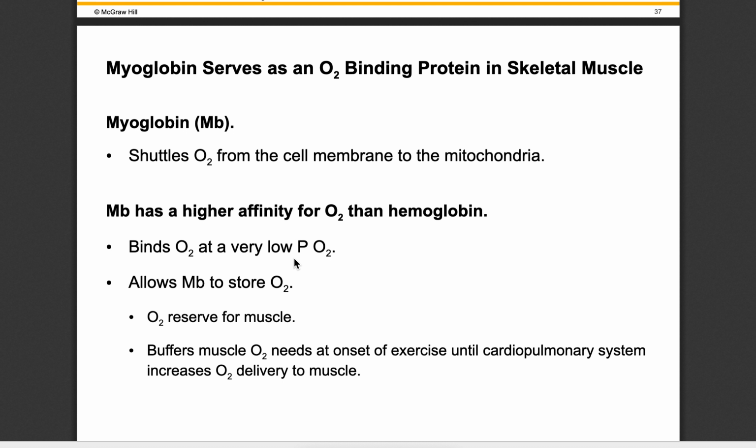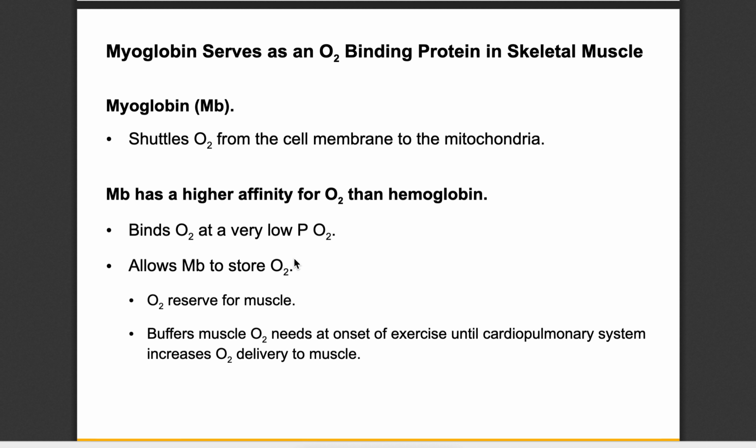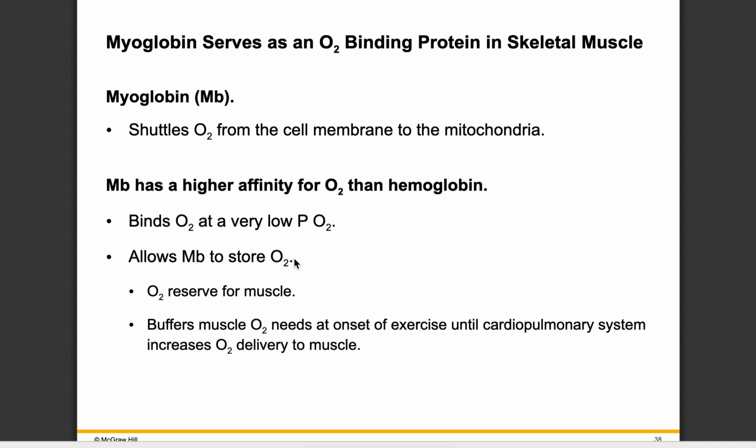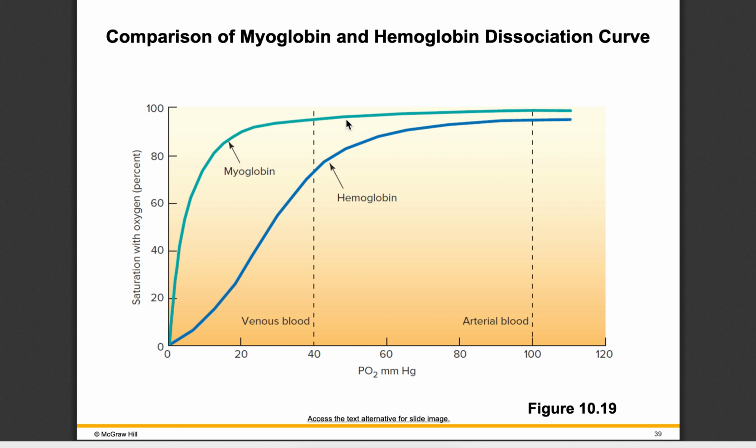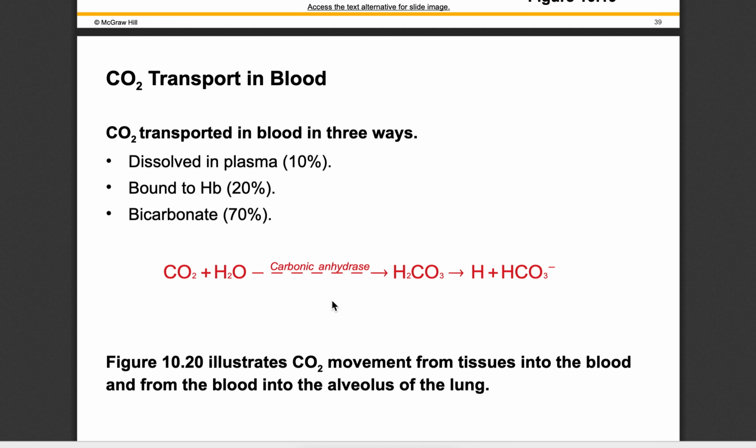But it also helps to buffer that O2 with initial startup of exercise, and has a quick way to get O2 if those pressures drop too much. And so you can see that dissociation curve. Myoglobin wants to hold on to oxygen until the very, very end where pressures get really, really low. Again, keeping that reserve just in case something goes wrong with some of the blood flow.